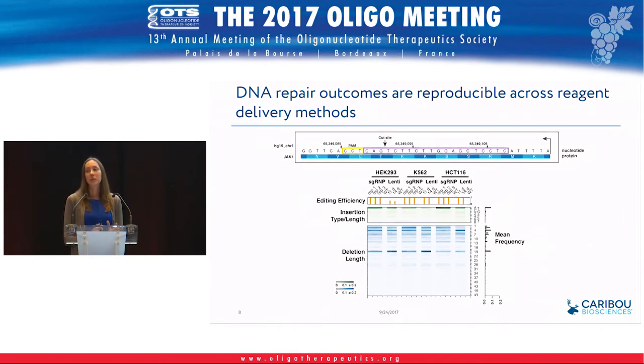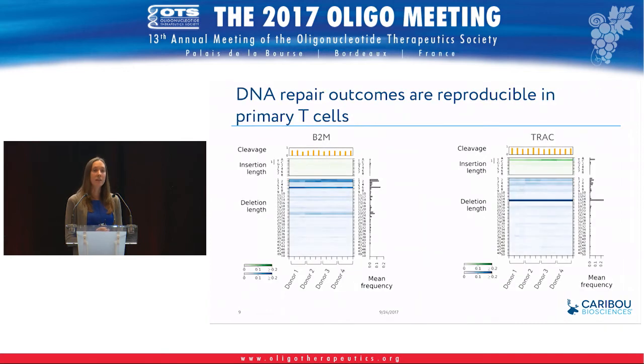And most importantly, this translates all the way through to human primary cells. And so now looking at a couple of different target sites in human T cells, looking at both TRAC, the TCR alpha chain, as well as beta-2M, which is part of HLA. In both of these cases, we're looking at triplicate experiments, each performed in cells derived from 4 different human donors.